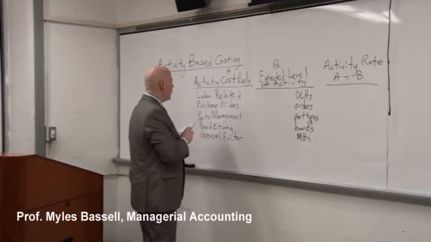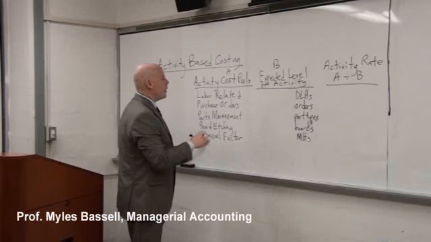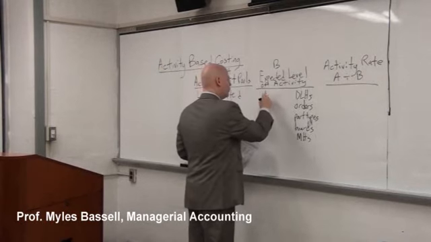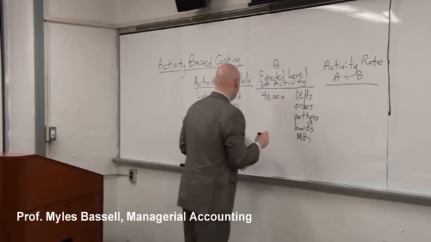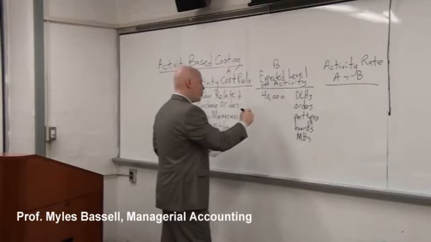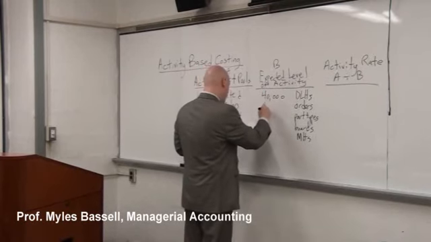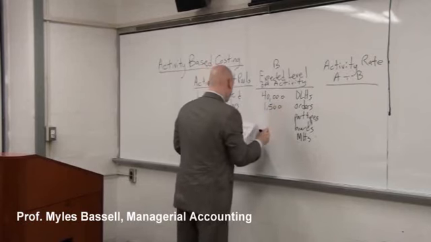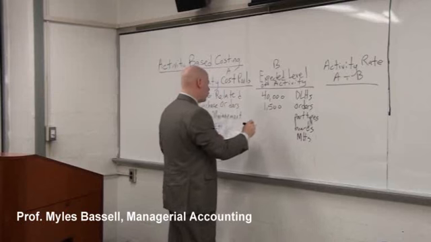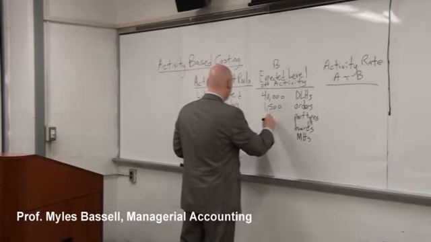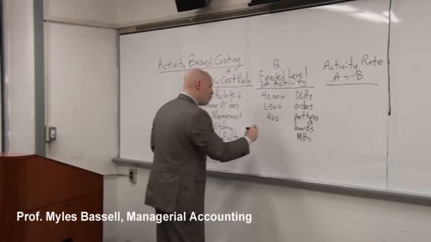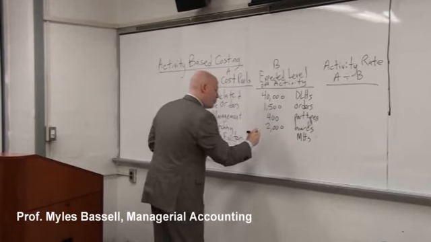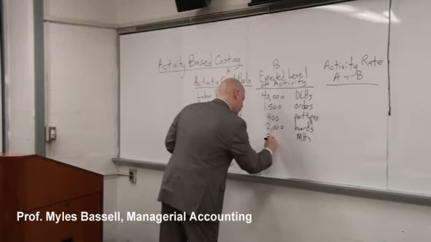So here in this example, the expected level of activity is 40,000 direct labor hours. The number of purchase orders is 1,500. The number of part types is 400. The number of boards is 2,000. And the number of machine hours is 80,000.